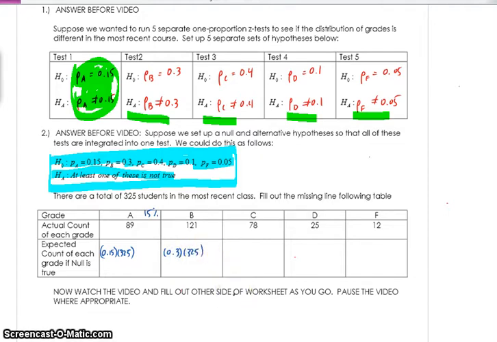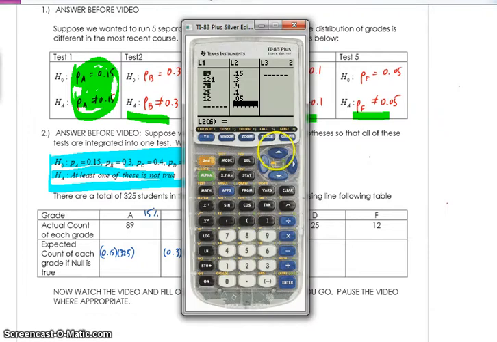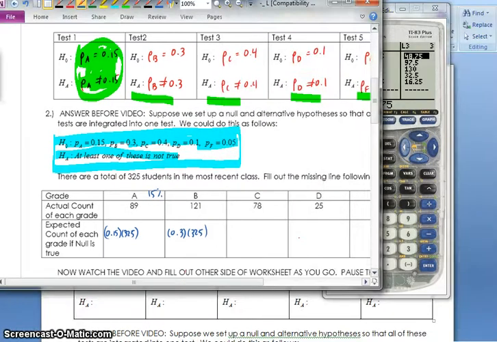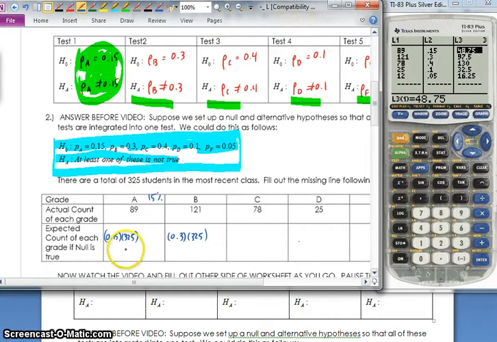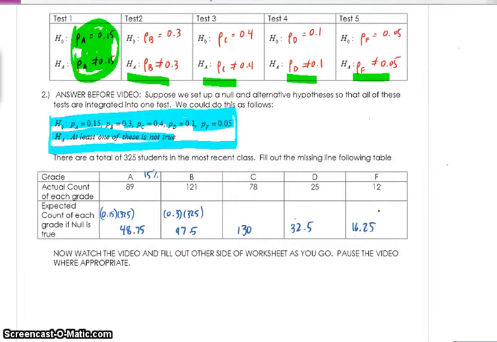So I've sort of done all this in the calculator, or will. And so here's what I've got in lists. I've got the actual number of people, and then I've got the expected proportion. So in list 3, I'm going to do 325 times list 2, and that's going to give me the expected amount in each cell. So it's 48.75. Let's see if we can rearrange this a little bit. So this would be right here, 48.75. This is 97.5. This is 130, 32.5, and 16.25. Okay, so these are the expected amounts.